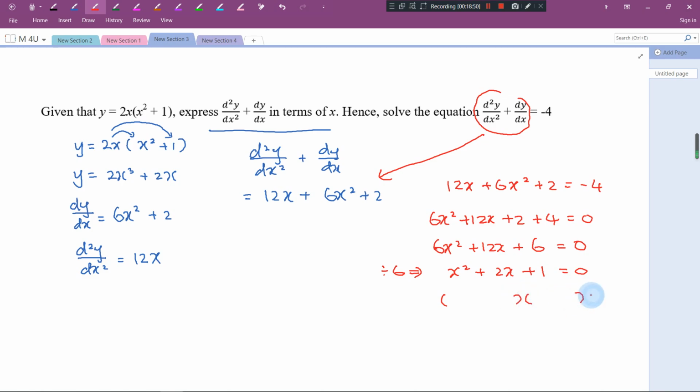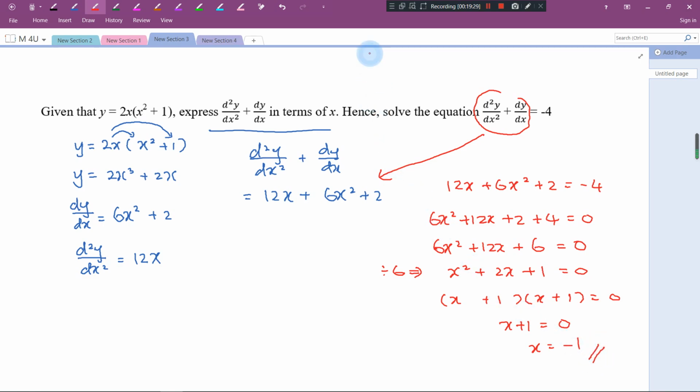Okay, now we can do the factorization easily. This one I hope that you still remember. If you already forgot about this one, you can go back to your Form 2. In Form 2, there's a chapter talking about factorization and also expansion. Okay, go back to that chapter and do some revision on it. So this is 1, this is 1. Okay, correct. This is positive, positive. Okay, let me double check. Okay, correct. So x plus 1 is equal to 0. x is equal to negative 1.